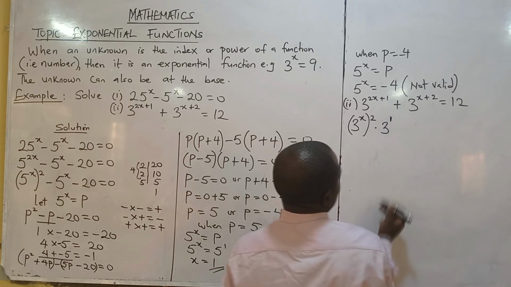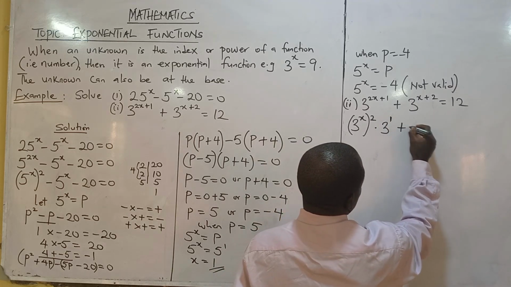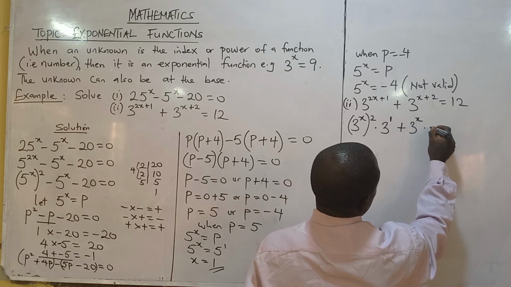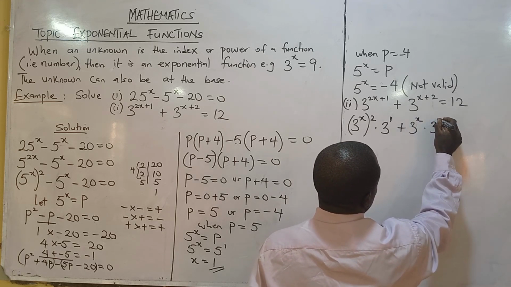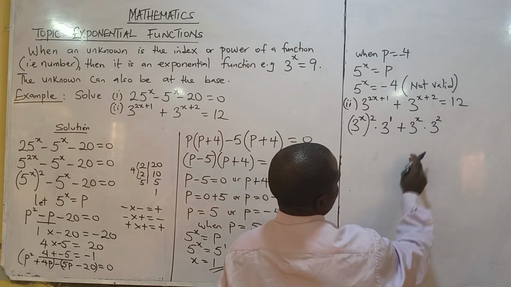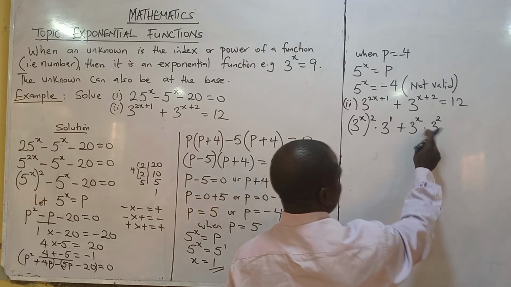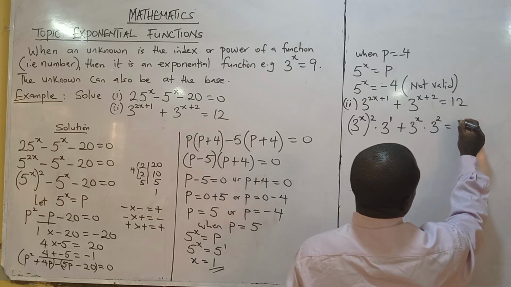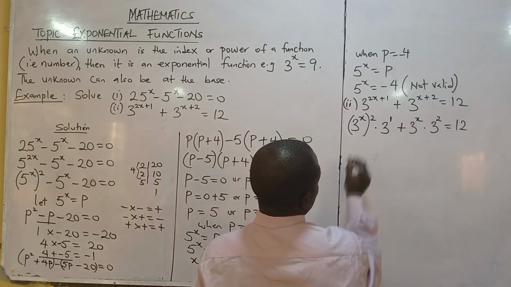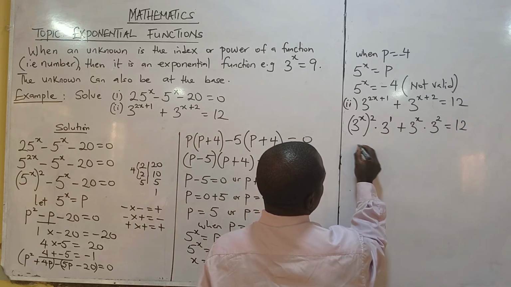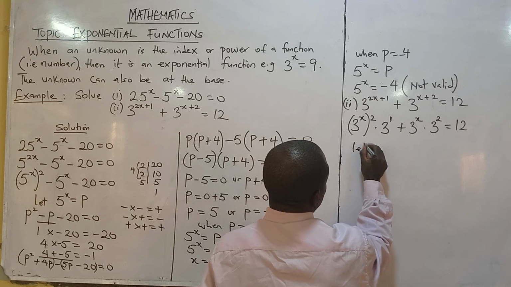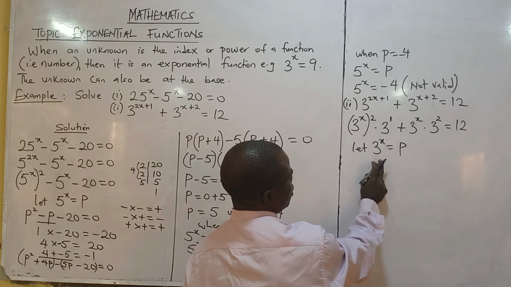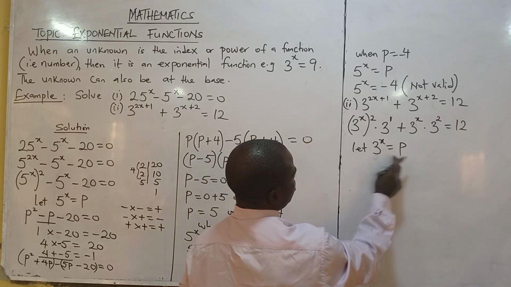Let's put it so that you get used to it. Plus 3 raised to power x multiplied by 3 raised to power 2. Multiplication of the same base is the same as addition of the powers. We can still go back to this. This is an expression for indices, equals 12. You now have, let 3 raised to power x equal p. Anywhere you see 3 raised to power x, you replace it with p.